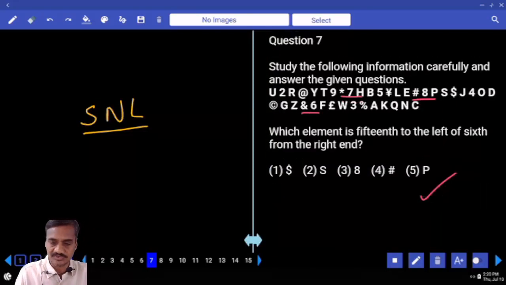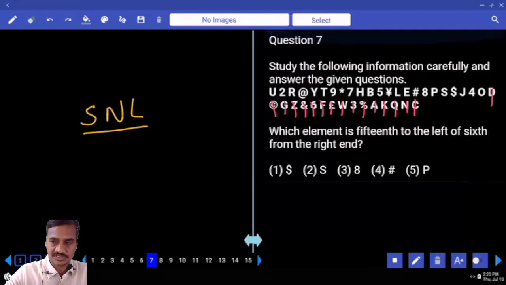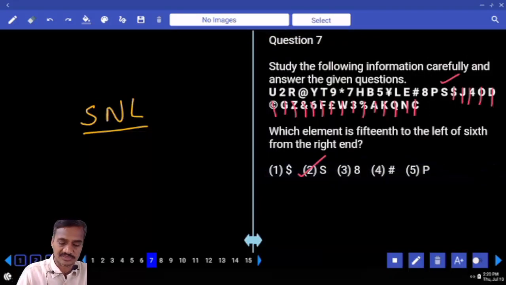Then next one, the 7th one. Which element is 15 to the left of 6 from the right? Now 15 to the left and 6 from the right means 15 plus 6, 21. Now 21 from the right hand. 1, 2, 3, 4, 5, 6, 7, 8, 9, 10, 11, 12, 13, 14, 15, 16, 17, 18, 19, 20, 21. Yes, that is the choice to question number 7.